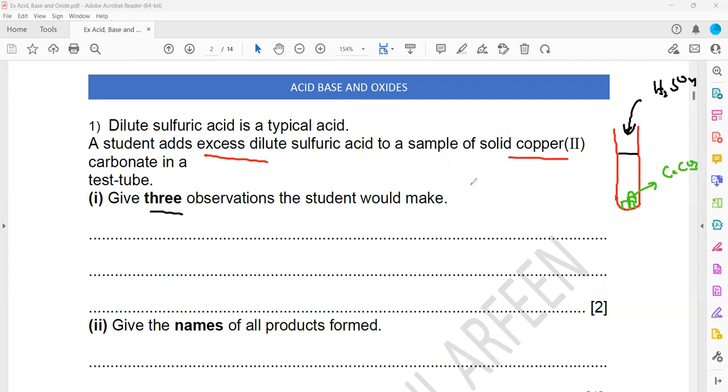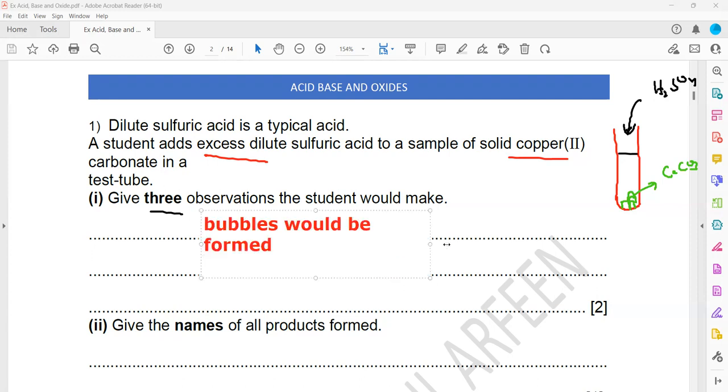First thing, whenever acid reacts with any carbonate, what is the product? The product is salt, water, and carbon dioxide. So one thing, the bubbles would form. That's right. There will be bubbles, effervescence. That's the first observation.